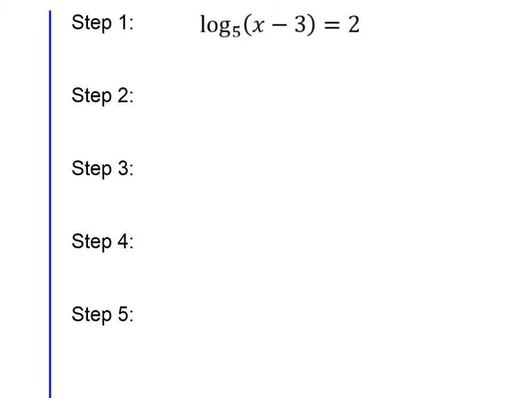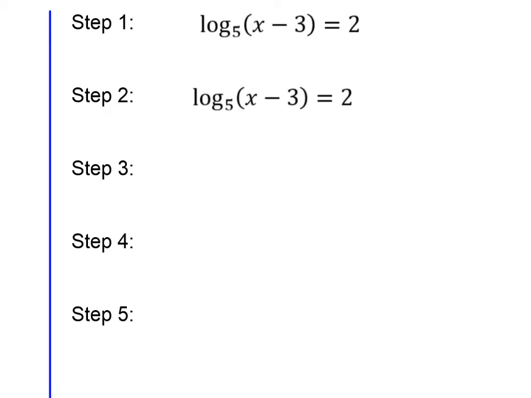So in this problem here, I've written down my equation, log base 5 of x minus 3 equals 2. I take a look at it and I realize it already says log only once in this problem. So I'm not going to actually do anything to the problem for step 2. So step 2 is already done for me. Now it's time to change the form. I'm going to change it from its log form into its exponential form.